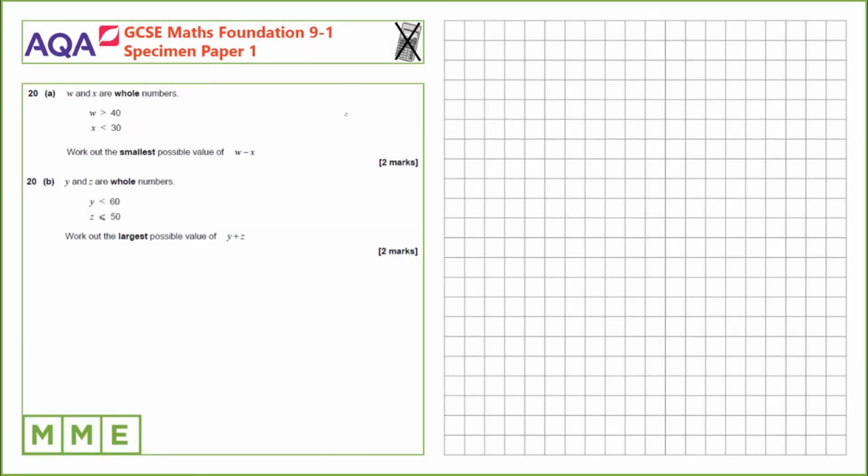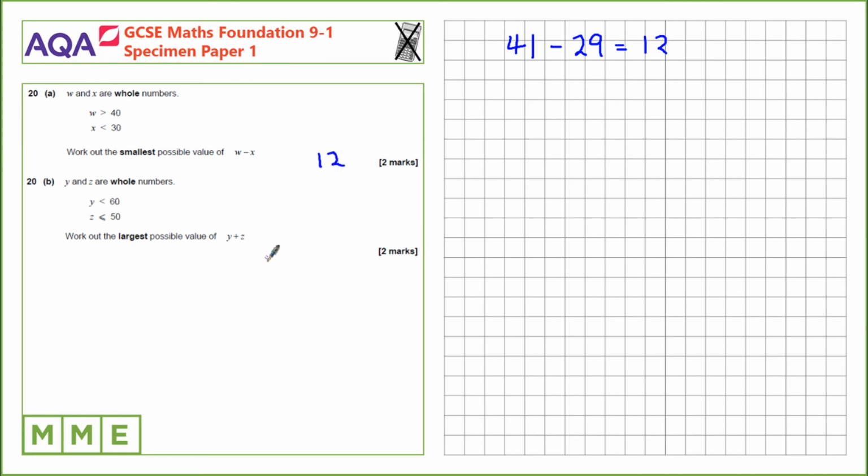Question 20a. w and x are whole numbers. w is greater than 40 and x is less than 30. Work out the smallest possible value of w minus x. If you want this to be as small as possible, we need the first value to be the smallest value it can be, and the next value to be the largest value it can be, because we're taking it away. The smallest possible value of w is 41, and the largest possible value of x, if x is less than 30, is 29. So 41 take away 29 is 12.